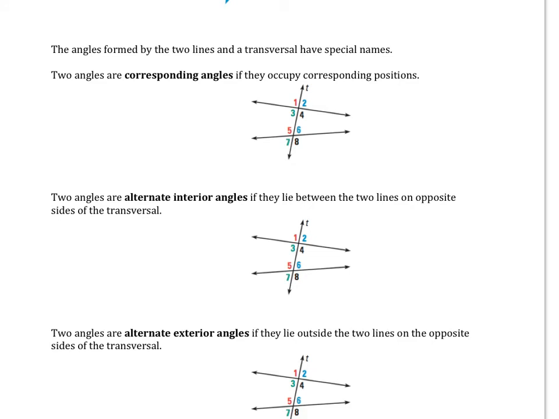We have several angles that are formed, and they have special names. The first one we're going to start with is corresponding angles. Corresponding angles are two angles that occupy the corresponding positions, or the same positions. So angles 1 and 5 are corresponding. They're in the same position. They're both above lines and to the left of the transversal.